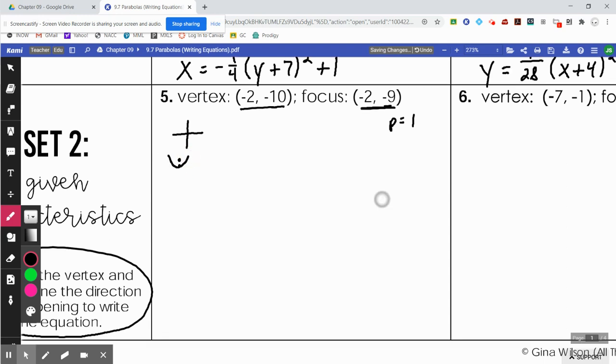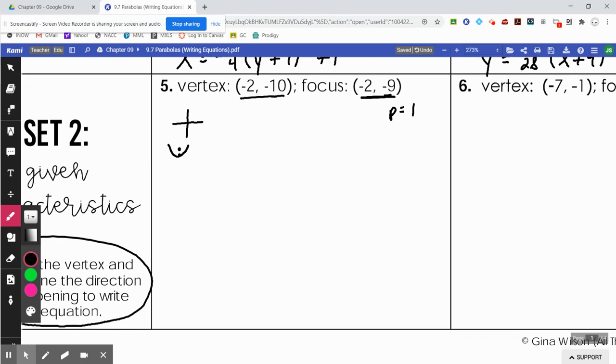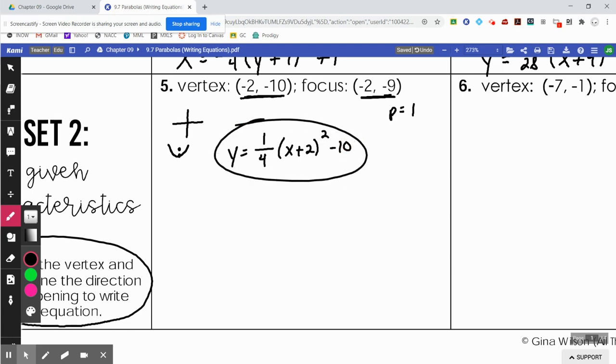So that's going to be a positive p-value. So now it's pretty straightforward. This is a vertical parabola because your focus is vertical of your vertex. So therefore we have y equals 1 over 4 times p, which would be 1 over 4 times x minus, okay, plus or minus. To move it to a -2, we're going to do a +2 on our x. To move it down 10, we're going to do a -10 at the end, and there's your parabola.